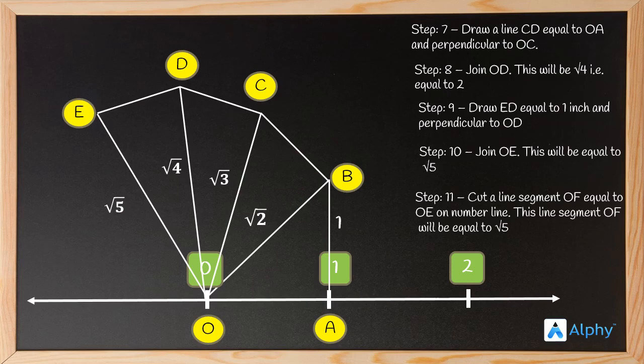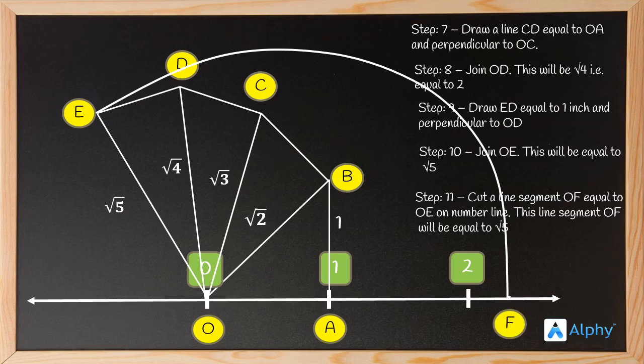Instead of cutting a line segment, I am actually drawing a complete arc. You just have to keep your compass needle on point O, pencil at point E, and then draw an arc. So this will be the arc. It will be ahead of 2, and mark the point as F. So this is the point where root 5 is located. Now the conclusions are ED equals 1, as I said, OE is our root 5 length, and F is the point where root 5 is located.